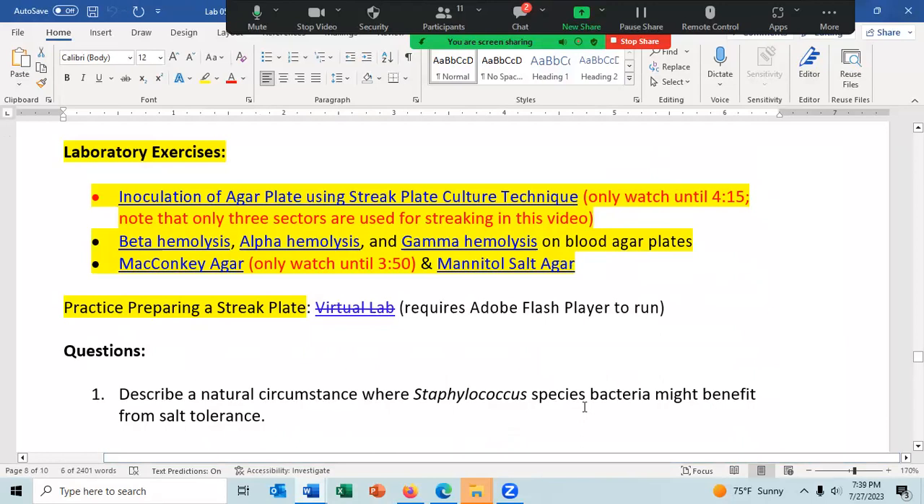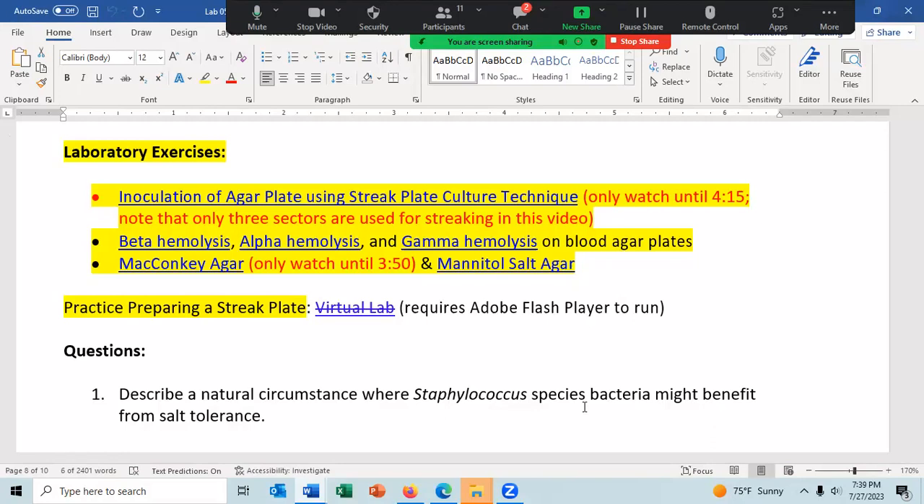So we have a little video for you to watch on inoculating an agar plate using the streak plate culture technique. You only need to watch this video for 4 minutes and 15 seconds into the video. After that, it doesn't need to be watched, but you're free to watch it. You should note when they're making this plate, they're only streaking in 3 sectors, and I showed you a picture streaking in 4 sectors. It doesn't really matter how many sectors you have on a plate. Generally, people streak out 3 or 4 sectors on a plate.